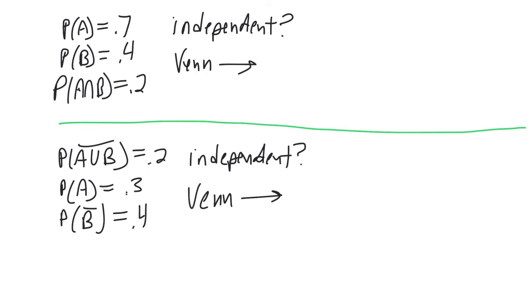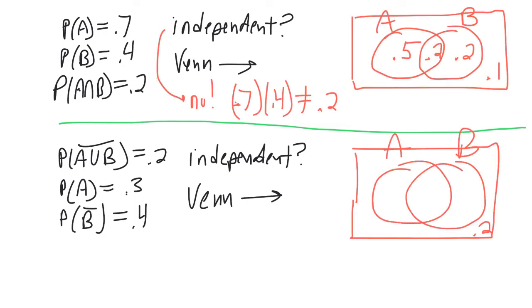Here are a couple questions having to do with independence and Venn diagrams. Given this information, is it independent and can you draw the Venn diagram? The first one's pretty straightforward. It's not independent because when I multiply probability of A times probability of B, it must equal the probability of A and B, and it does not.